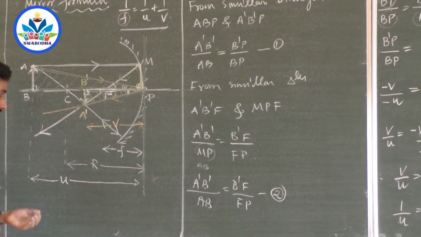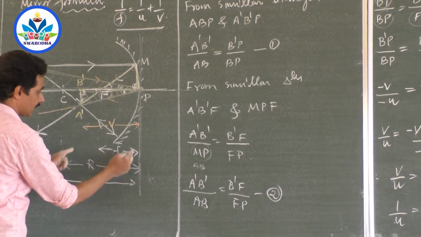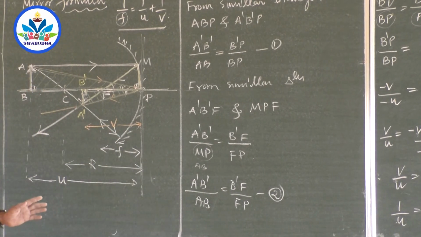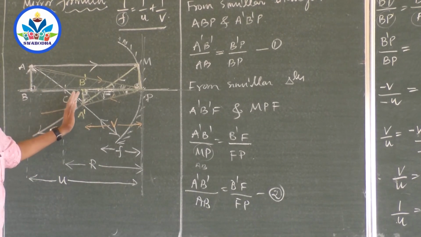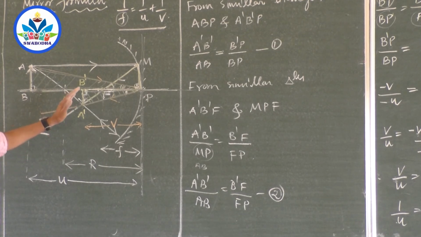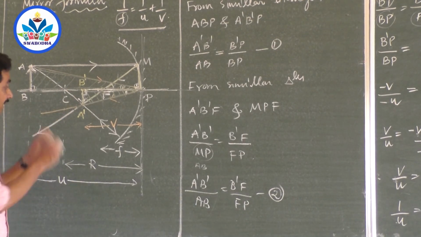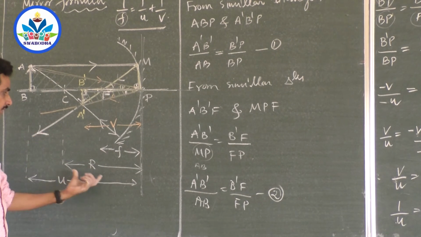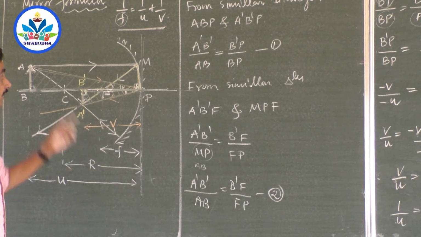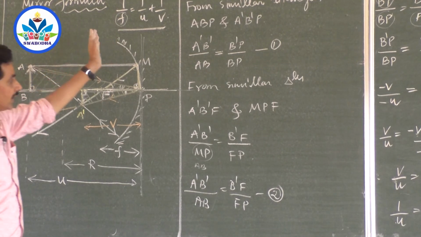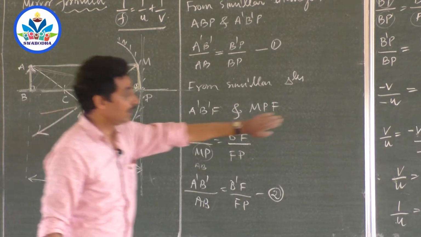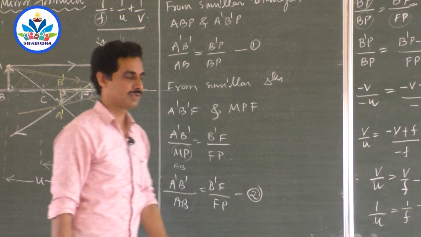Select the similar triangles which contain u, r, f and v. Try to get those similar triangles. Otherwise, you have plenty of triangles here. There is a lot of opportunity for getting confused. You will get confused very easily. But try to look into only those triangles which will contain all these values. Remember that you must get this finally. So try to put them in order. And finally, you have to apply sign conventions and you have to get the answer.